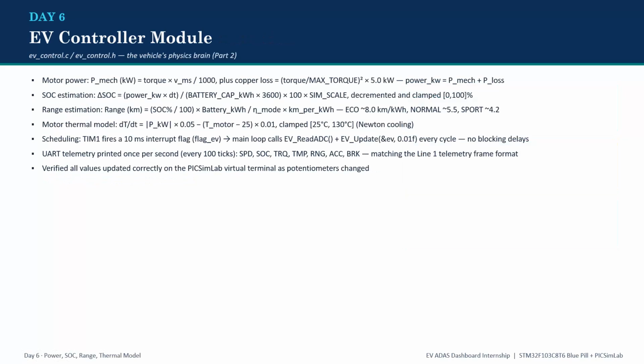Continuing on day 6 also, we did the motor power calculation. Mechanical power in kilowatts equals torque times speed in meters per second divided by 100, divided by 1000. I also added a copper loss term calculated as the torque ratio, torque divided by max torque, squared. So these are all the formulas that we have used.